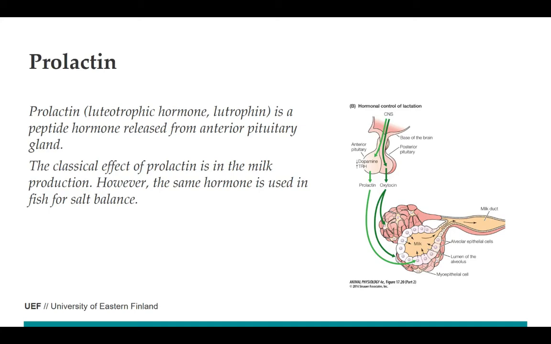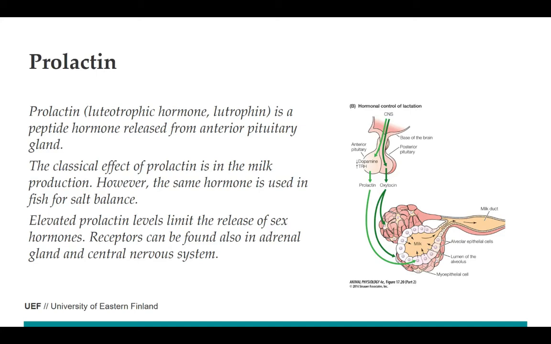But the same hormone is also used in fish for salt balance, and it's been shown that if the prolactin levels are very high, it will limit the release of sex hormones. And actually, these receptors can also be found in the adrenal gland and central nervous system. So there might be a lot of new things coming from the prolactin area.